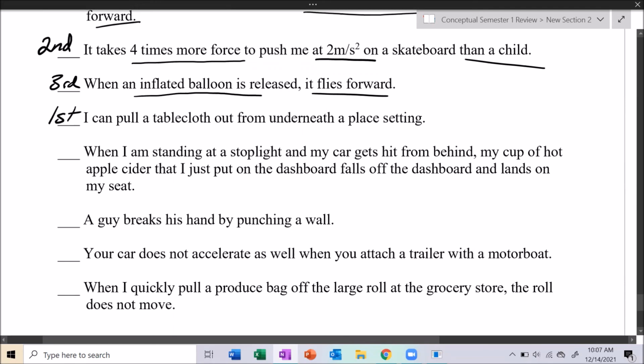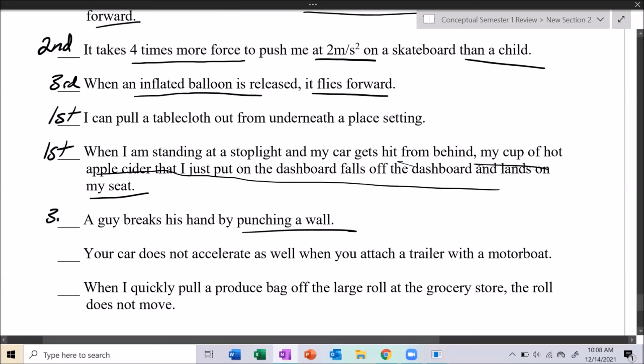When I'm standing at a stoplight, my car gets hit from behind. My cup of hot apple cider that I just put on the dashboard falls off the dashboard and lands on my seat. Ow! If that happens, that's because the cider has inertia. It wants to stay where it's at. So that's the first law.